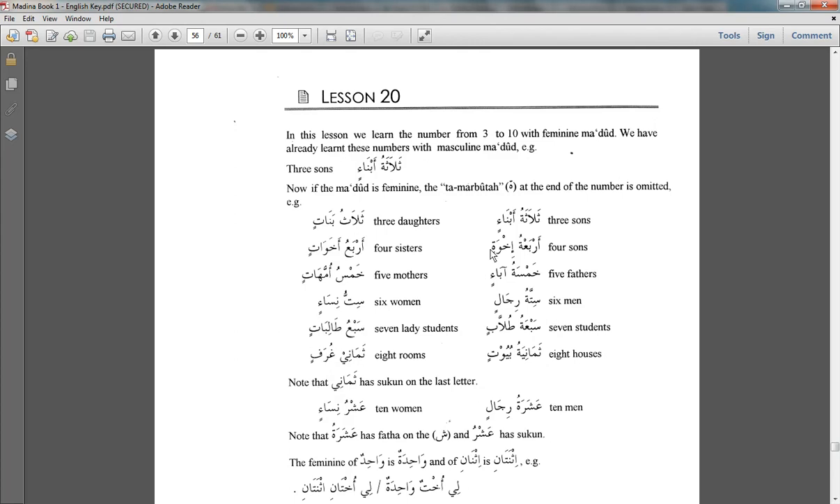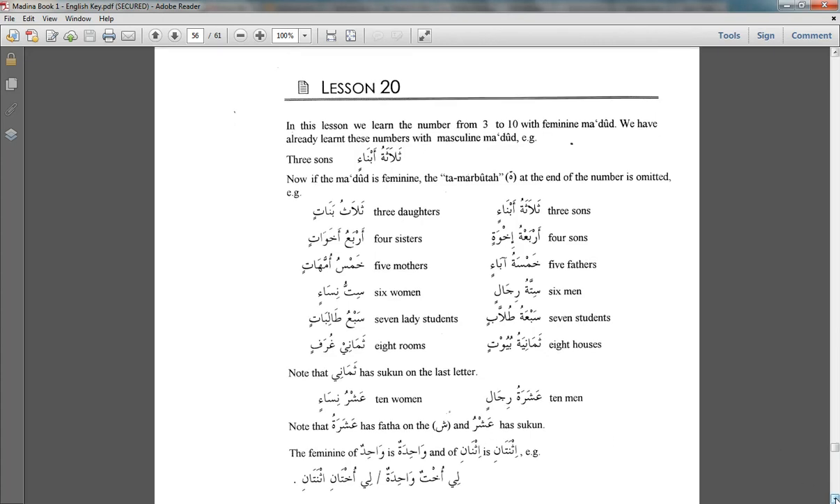And all of these are examples of the opposite of what we did in the last lesson. Note that thamani has sukoon on the last letter. Asharu nisa'in, 10 women. Asharatu rijalin. Note that asharatu has fatha on the sheen and ashru has sukoon.